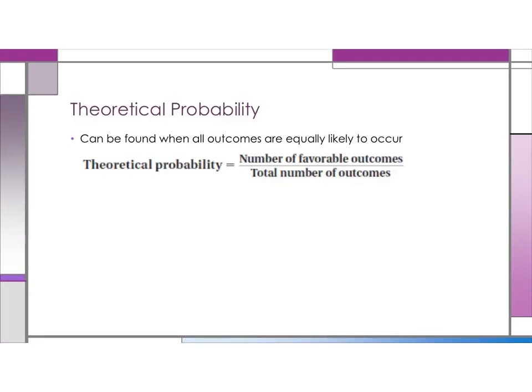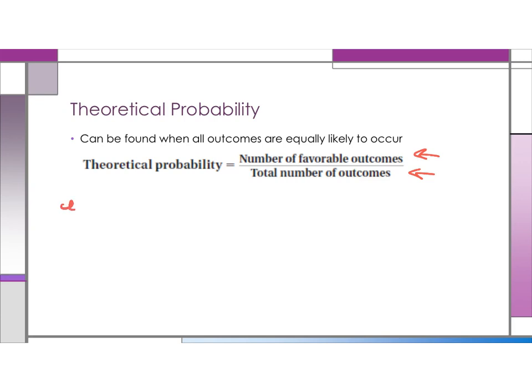Theoretical probability. So theoretical probability is what you think should happen. However, we're also going to talk about experimental probability, and the difference between the two is when you actually do the experiment, like flip the coin, it may not equal your theoretical probability. So theoretical probability can be found when all outcomes are equally likely to occur. Theoretical probability is the number of favorable outcomes over the total number of outcomes.